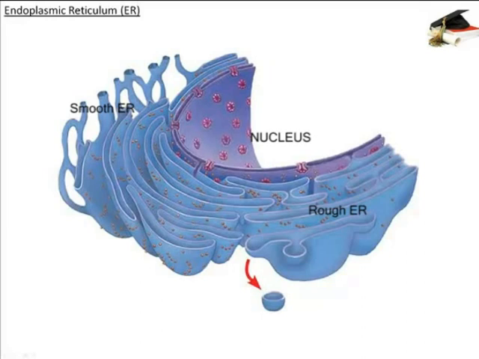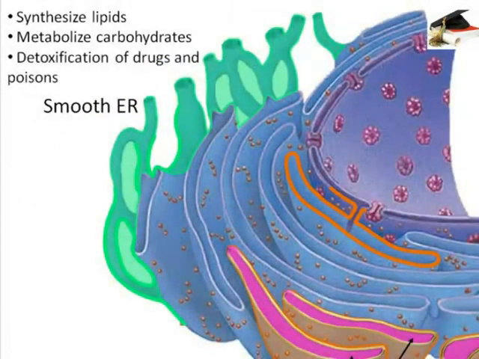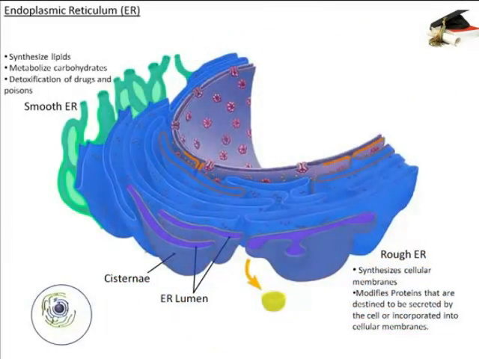Some endoplasmic reticula has granules called ribosomes on their surfaces and are therefore referred to as rough endoplasmic reticula. The others are not associated with ribosomes and are thus referred to as smooth endoplasmic reticula. The rough endoplasmic reticulum transports proteins while the smooth endoplasmic reticulum transports lipids.